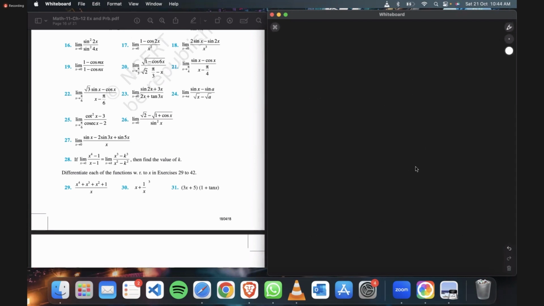In the next question, the limit for some expression is given and they want me to find the value of k. Alright, so I'll have to solve the left hand side and right hand side separately, and I can just compare the values. Okay, so on the left hand side, what do I have? I have a limit x tending to 1, right? And x raised to the power of 4 minus 1 divided by x minus 1, all right? And this has to be equated with what? On the right hand side, what do I have? x cube minus k cube and things like that. So if we want to do this with L'Hopital's rule, we have this formula, right?